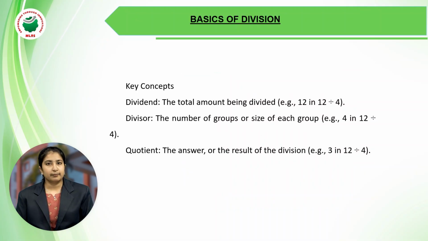So first, learning the basics of division, we all know what is dividend, divisor and quotient. In the previous example, 12 by 4, 12 will be the dividend, 4 will be the divisor and 3 will be the quotient, giving us remainder 0.